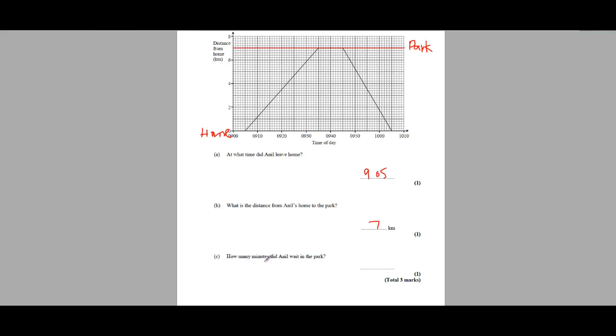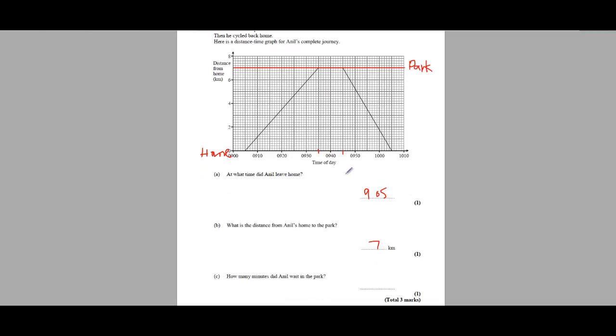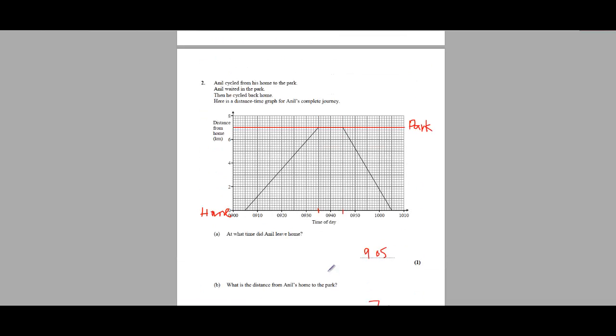How many minutes did Anil wait in the park? Look here, this is the time. It is between 9:30 and 9:40, so it is 9:35, and he waited up till here, which is 9:45. So from 9:35 to 9:45, he stayed there 10 minutes. Question 2 is complete.